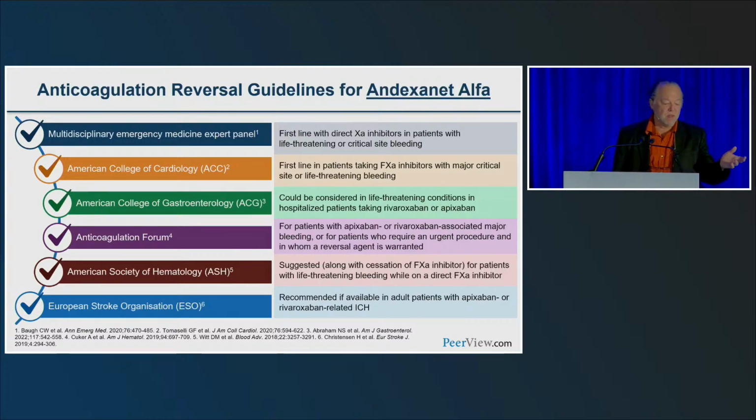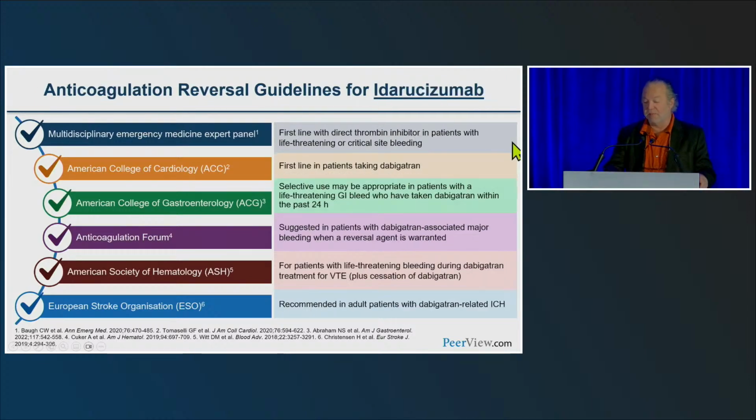Anticoagulation Forum: if you're on it, you can require it. The American Society of Hematology, ASH, says stop the bleeding drug. That's really smart. And you can use it. And then ESO at the bottom: if they're on it and they have intracranial hemorrhage. So the societies all think it's reasonable, and the higher the risk of the situation, the more reasonable it becomes.